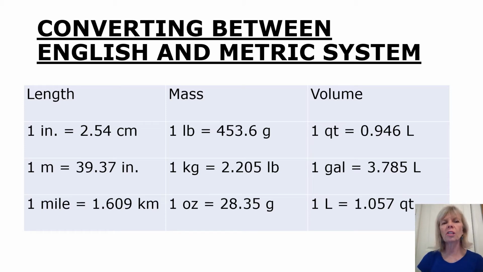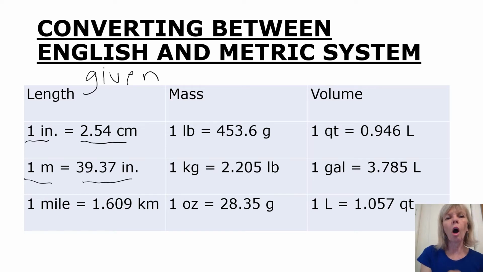And we'll be using these equalities in order to convert from either an English to a metric unit or vice versa. For example, I have 1 inch is equal to 2.54 centimeters, or 1 meter is 39.37 inches. So you will always be given the equalities between an English and a metric unit. This is not something I need you to memorize, but we will be using these to do calculations to convert from one type of unit to another one within the English and the metric units.